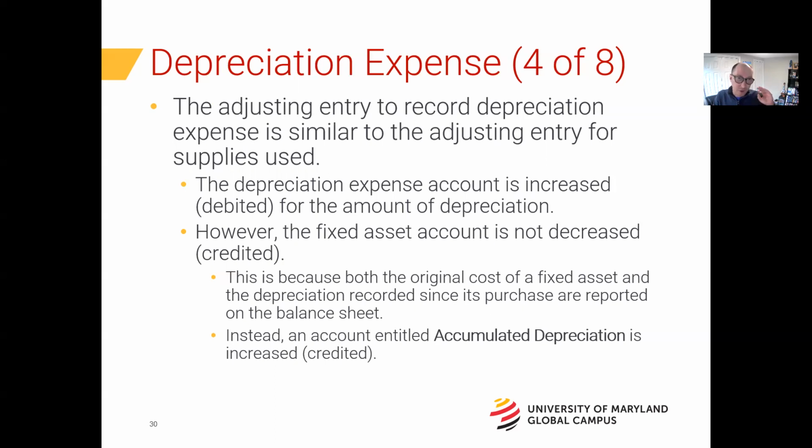Okay, so the debit to depreciation expense goes up over time. We credit accumulated depreciation, and accumulated depreciation goes up over time. Accumulated depreciation we find as an asset account. Why is it an asset account? Well, think of it this way. On your balance sheet, you have assets equals liabilities plus equity. Depreciation expense is an expense on the income statement. Accumulated depreciation is an asset account.